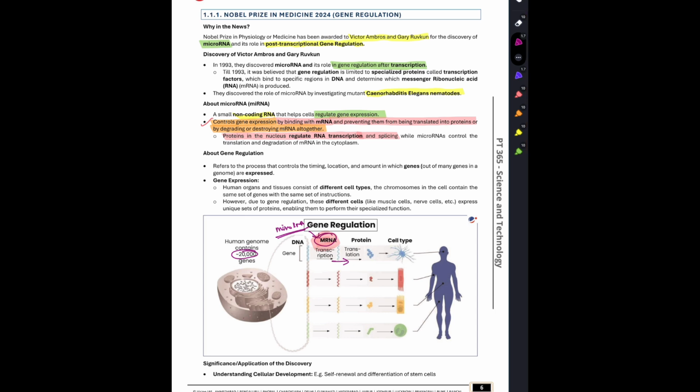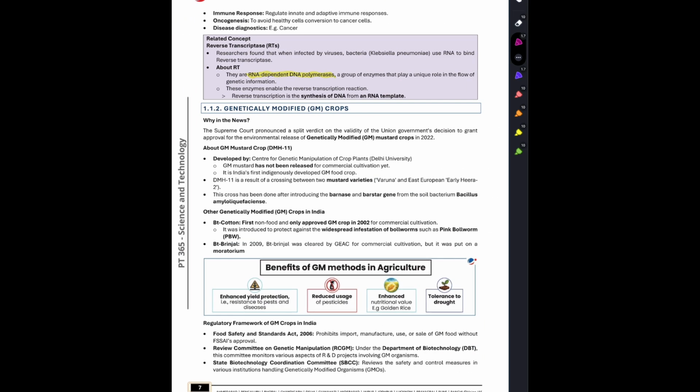Significance or applications of the discovery. Understanding cellular development, for example the self-renewal and differentiation of stem cells. Immune response, regulating innate and adaptive immune responses. Oncogenesis, to avoid healthy cells converting to cancer cells. To prevent the expression of some oncogenes, we could use microRNA. And diagnostics, for example cancer. So this is very pivotal in cancer diagnostics.